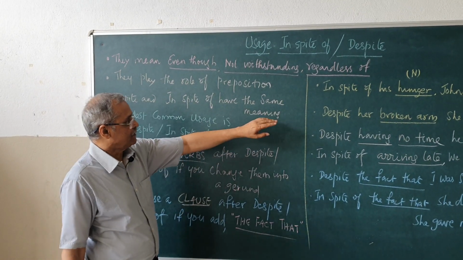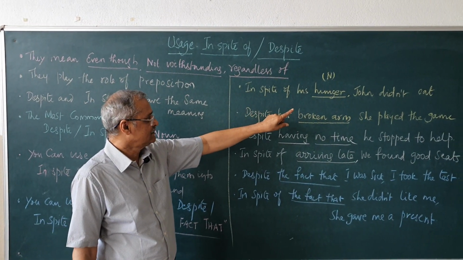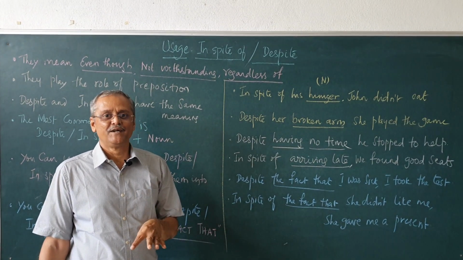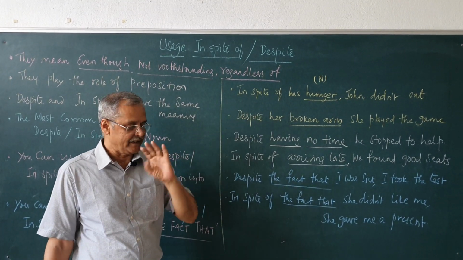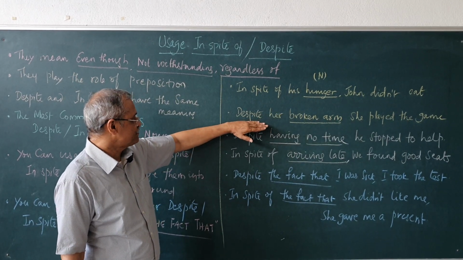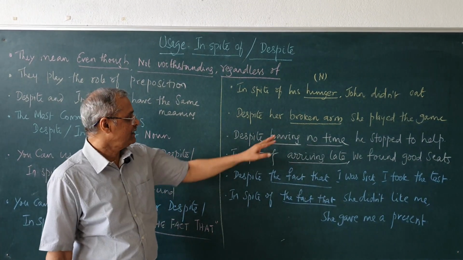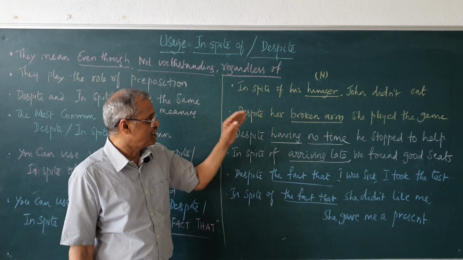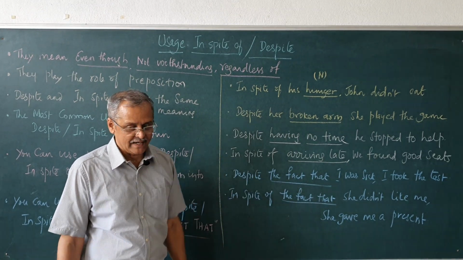For example, you see here, in spite of his hunger, this is a noun. In spite of his hunger, John did not eat. Although John was hungry, he did not eat. Despite his being hungry, John did not eat. Despite her broken arm, she played the game. Again, a noun phrase here.